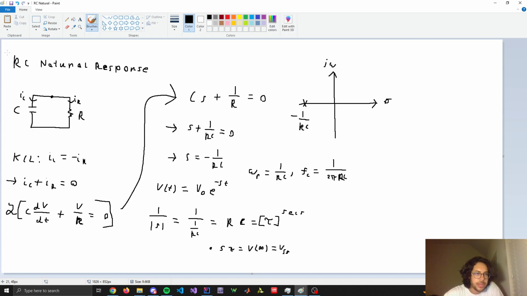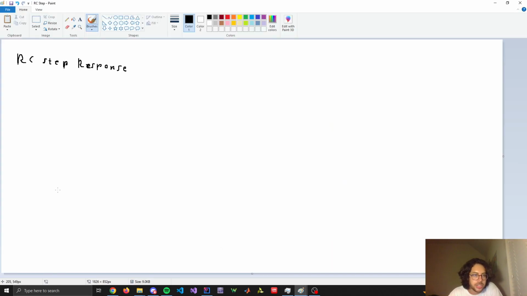So yeah, that's everything about the natural response of the RC circuit. So next, a lot more interesting, would be the RC step response. So I just went over natural response. Remember, natural response is how the circuit behaves, what happens to the circuit when there's no source. But for step response, we now have a source. I'll call it VS. Let's say we have a DC voltage source now in our circuit, like this, R and C.